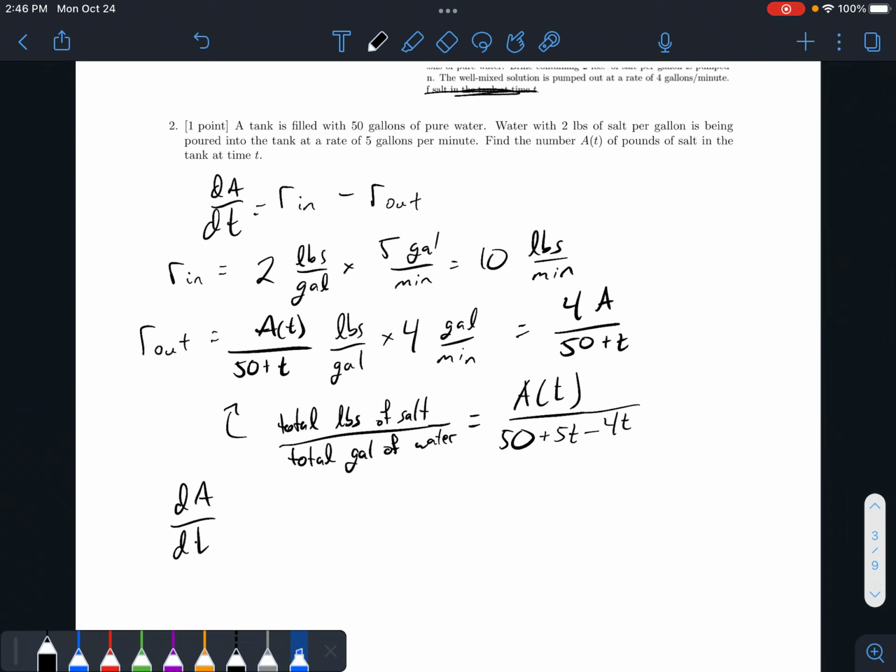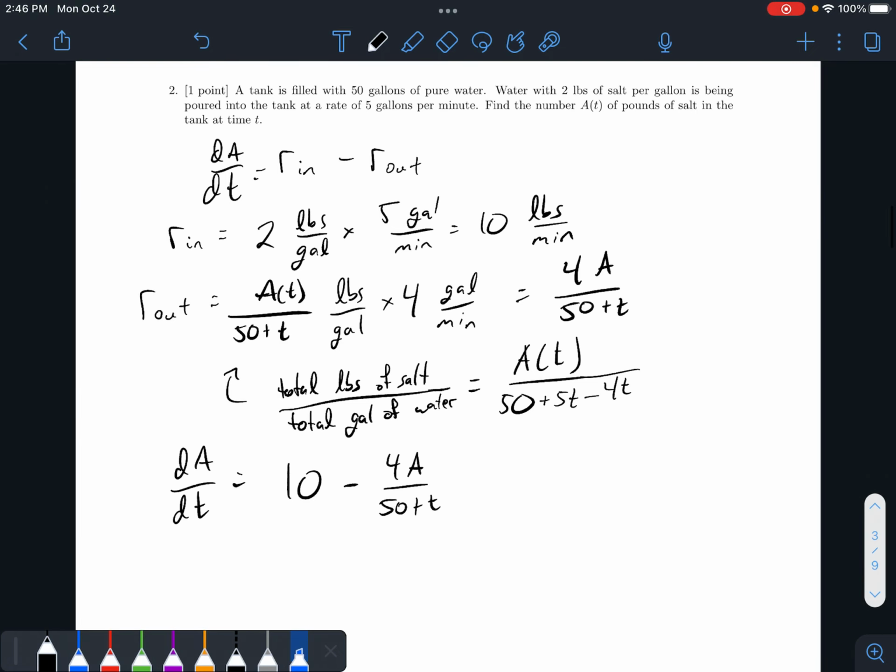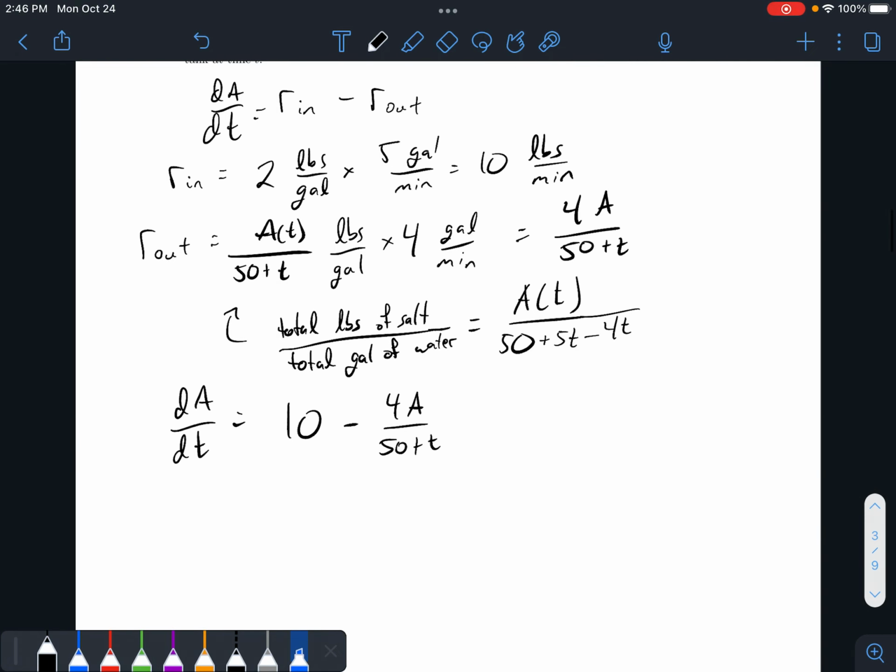So dA/dt is equal to the rate at which it's going in, which is 10 pounds per minute, minus the rate at which it's going out, which is 4A over 50 plus t. All right, how do we go from here? There's a couple ways you could do this. You could try to see if it's separable.